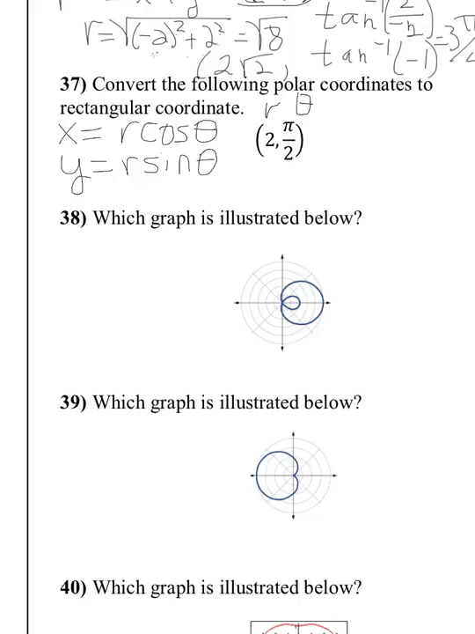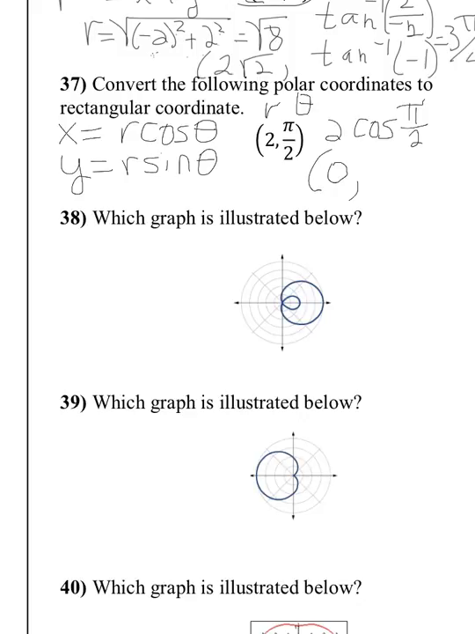All right, so 2 cosine pi over 2. 2 times the cosine of pi over 2. Look on your unit circle and see what the cosine of pi over 2 is. You should see right away that the cosine of pi over 2 is 0. So 2 times 0 is 0. So my x value is going to be 0.